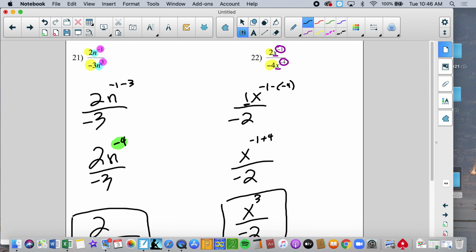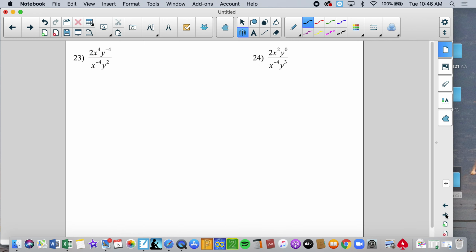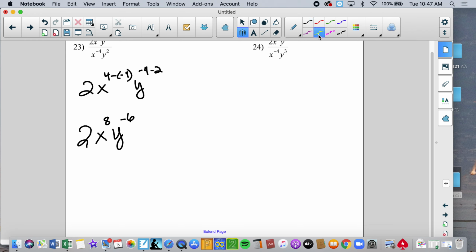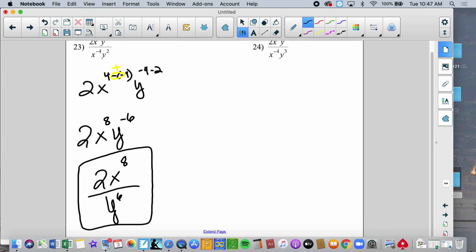I don't have to move that base of that exponent because the exponent is positive. The coefficients are not going to simplify. This becomes x to the 4 minus 4, y to the negative 4 minus 2. 2x to the 8th y to the negative 6. We remember 2 negatives become positive, and then we have to move that negative exponent. So 2x to the 8th stays in the numerator, y goes to the denominator, and the exponent becomes positive.